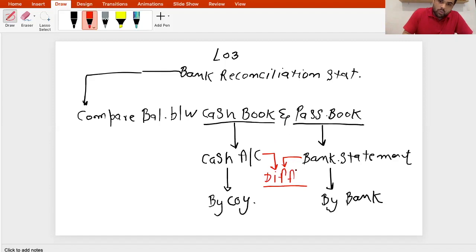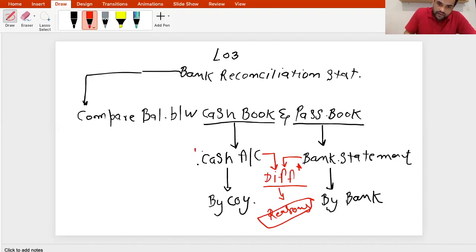Now the question is why there is a difference between the cash book and the passbook. Of course, there are some reasons or causes which create a difference between the cash book and passbook balance. We are going to discuss those reasons soon. Because of these reasons, there could be a difference between the cash accounts and the bank accounts, I mean the passbook.